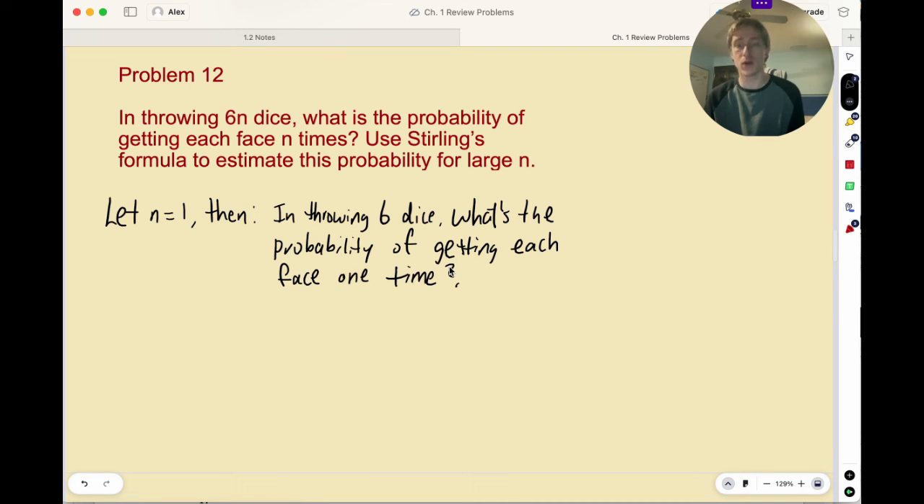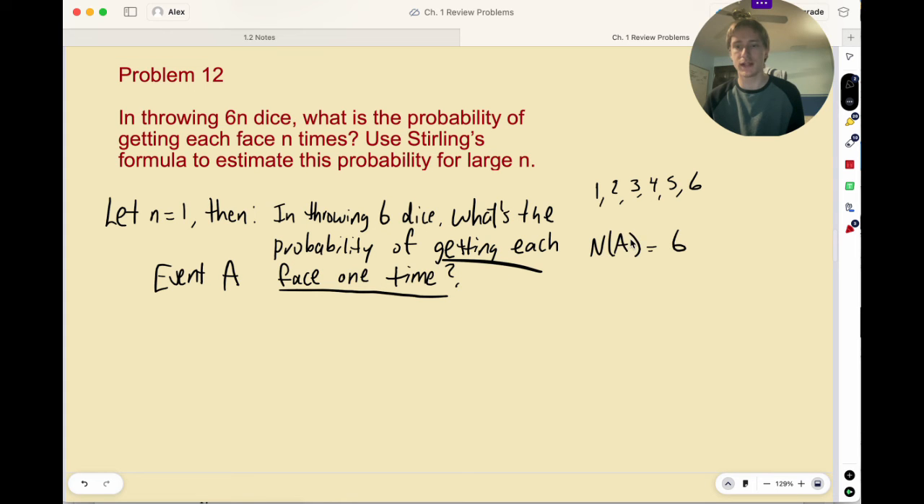What are the total number of ways that can occur getting each face one time? Well, I know that I need to get a 1, a 2, a 3, a 4, a 5, and a 6. I don't really care what the order of those are. Okay, so I'm looking for the total number of permutations of these 6 symbols. So that means that we'll say getting each face one time is going to be my event A. Which means that the number of ways that A can occur is just 6 factorial.